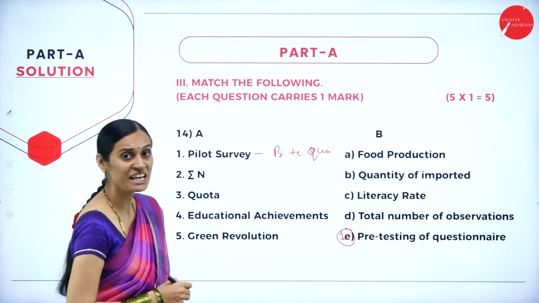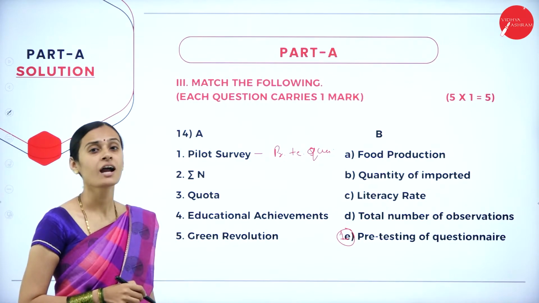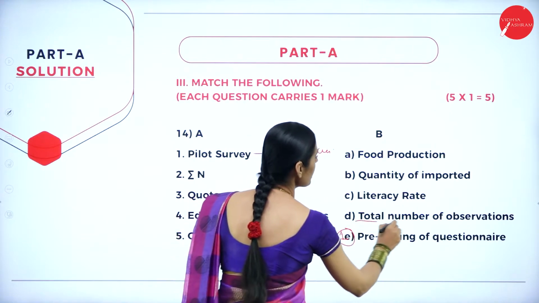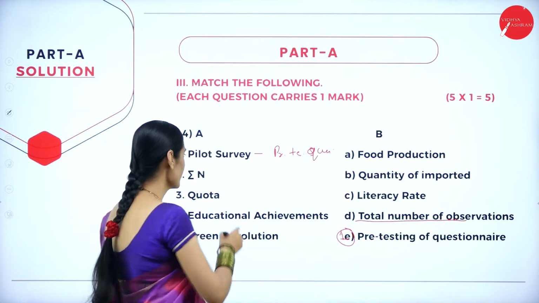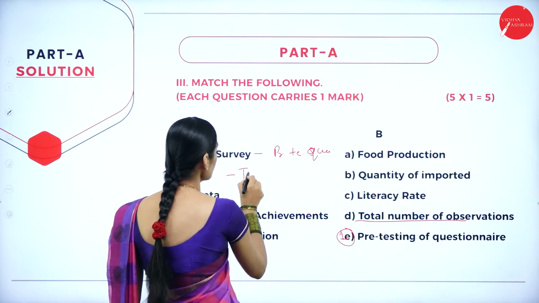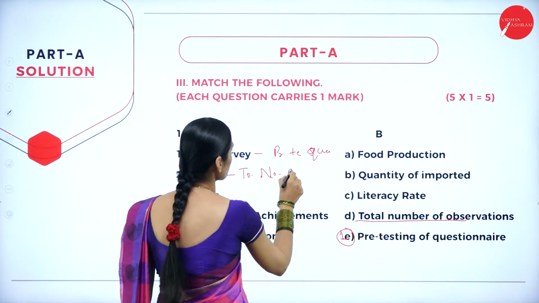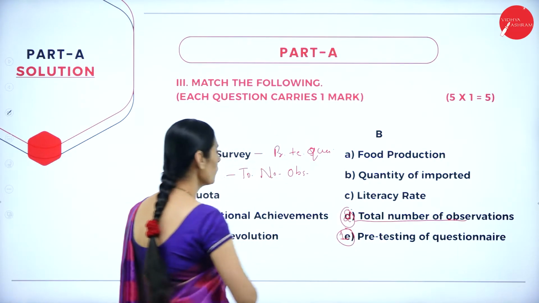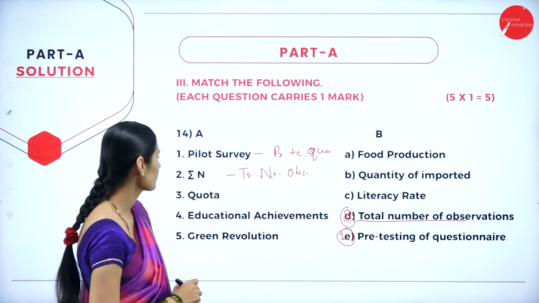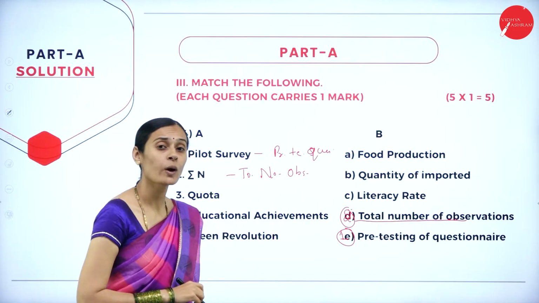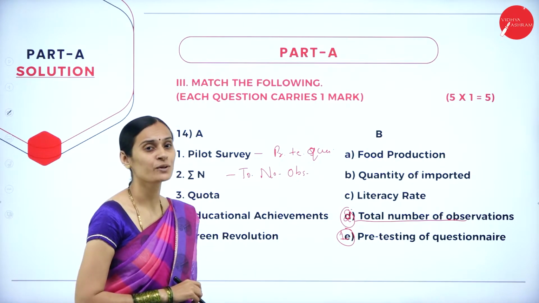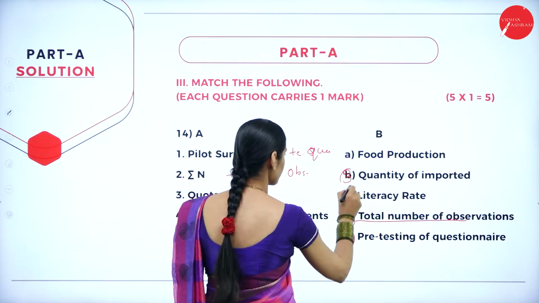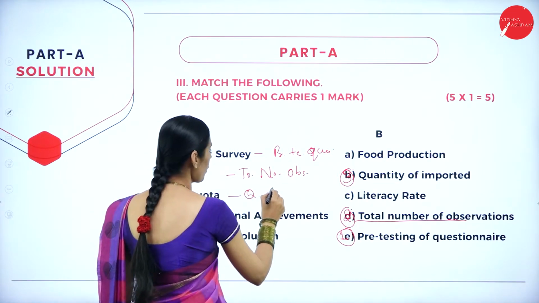And next one, summation n. What do you mean by summation n? It is the number of observations, the total number of observations. This is 2. Next, quota. What do you mean by quota? It is quantitative restrictions on imported items. Yes, this will be 3. Quota, quantity of imports.